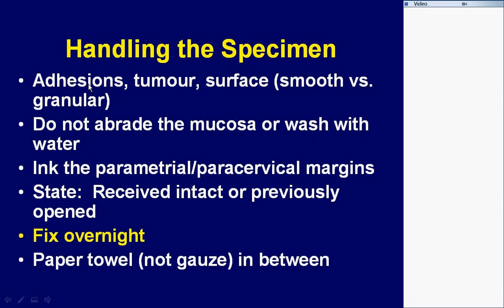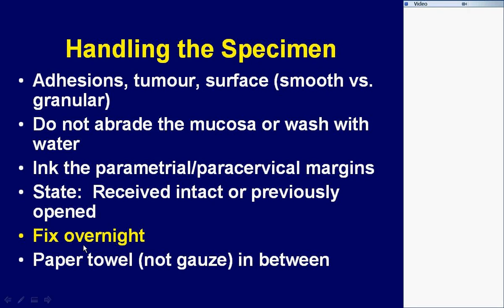I think whenever there is any adhesions or tumor nodules, one should mention. One should also mention whether the serosal surface is smooth or granular, and I'll be talking about that momentarily. I find sometimes after they've opened the endometrium, there is a tendency to wash and run your finger on the mucosal surface, especially on the cervix. I don't think this is a good idea. In our center, we have made a routine to ink the parametrial and paracervical margins, although this is not actually required by the CAP protocol.